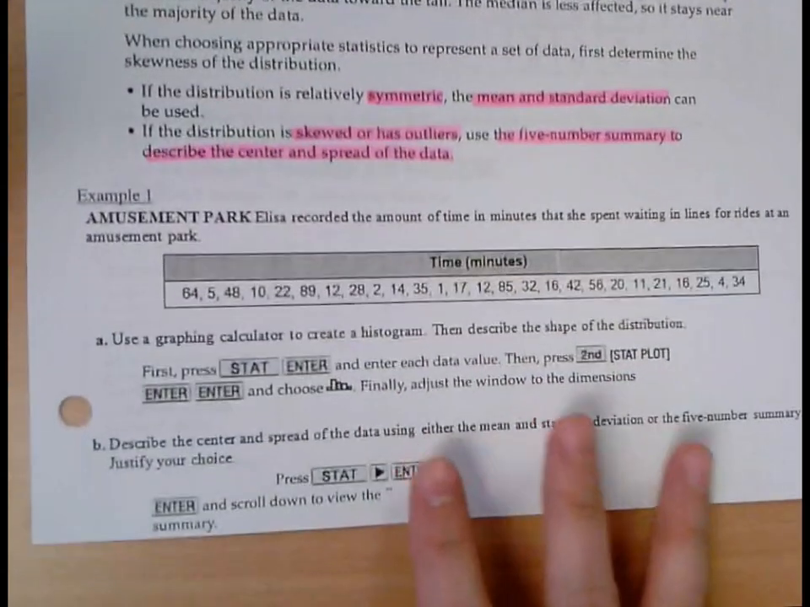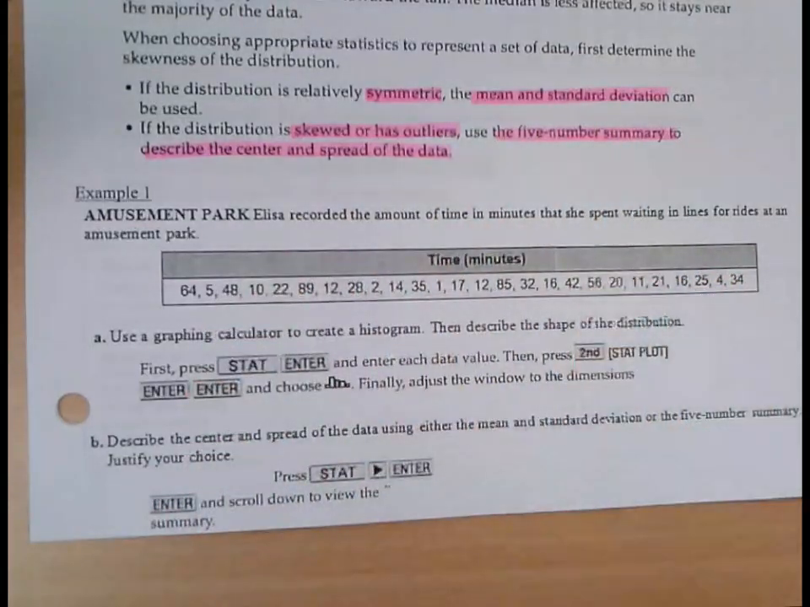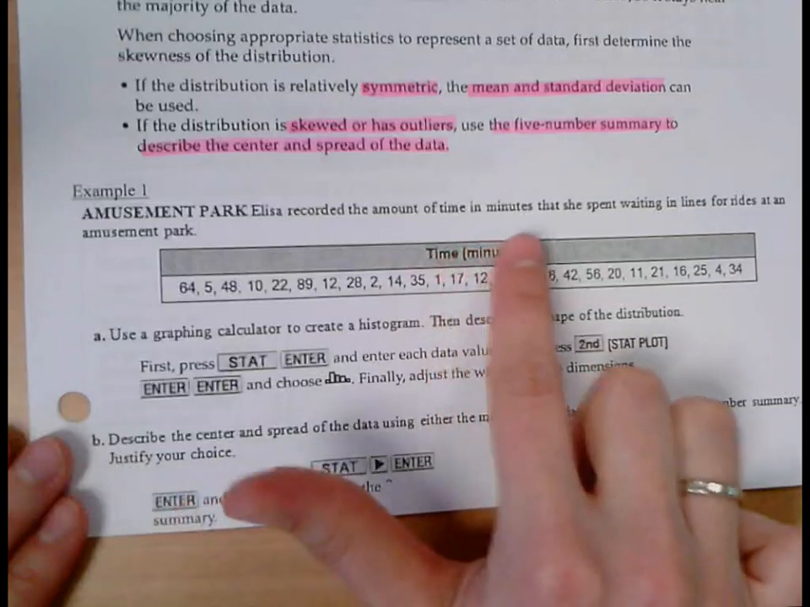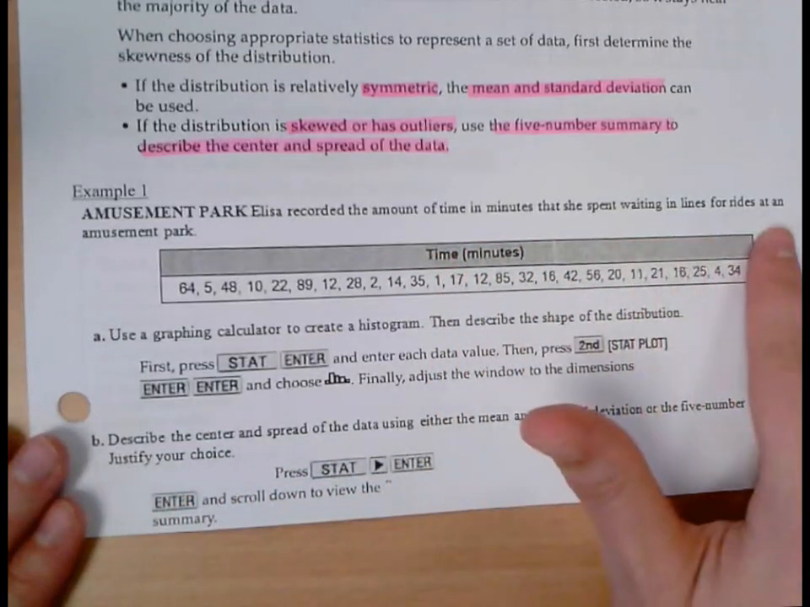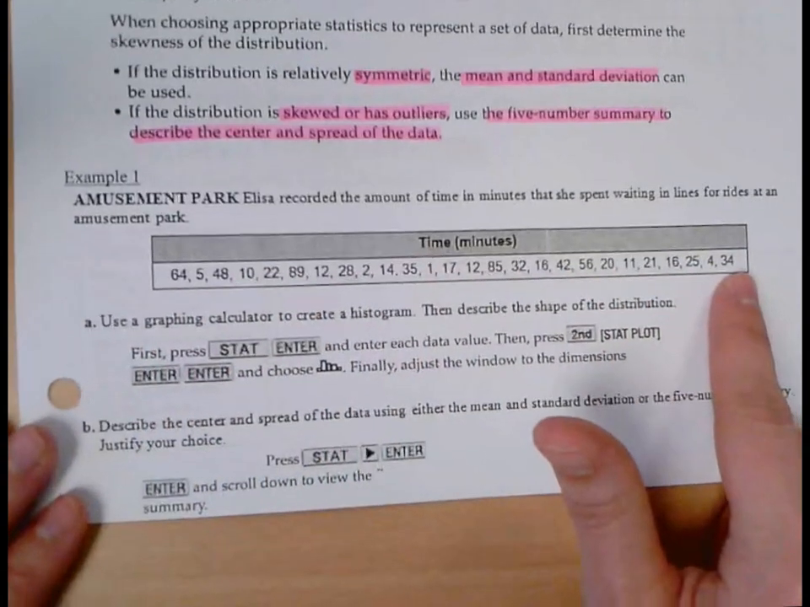So now we're actually going to put this to use. This is what you need to remember, and now this is how to get that information using the graphing calculators. You just have to know what information you're trying to find. We have here, for example, 1. Alyssa recorded the amount of time in minutes that she spent waiting in lines for rides at an amusement park. So these are her different times.